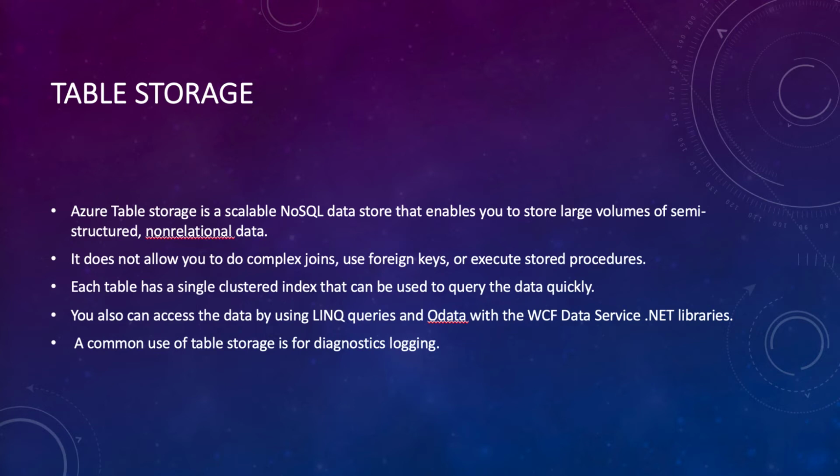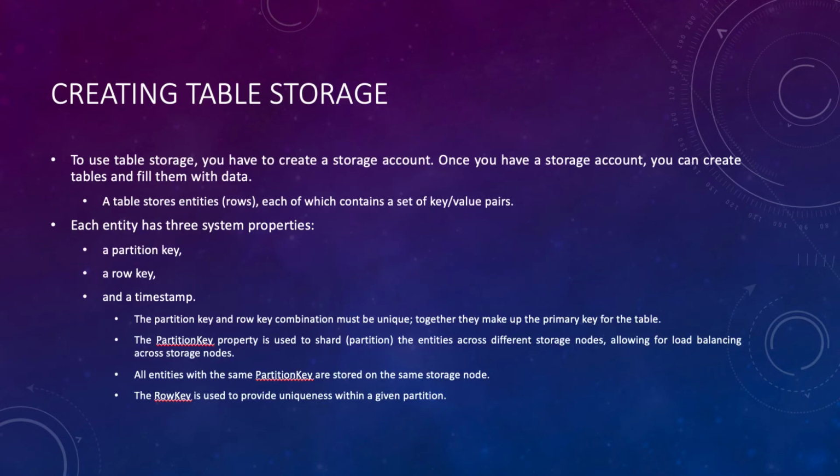A table stores entities, which basically are the rows, and each of which contains a set of key/value pairs. Each entity has three system properties: a partition key, a row key, and a timestamp.